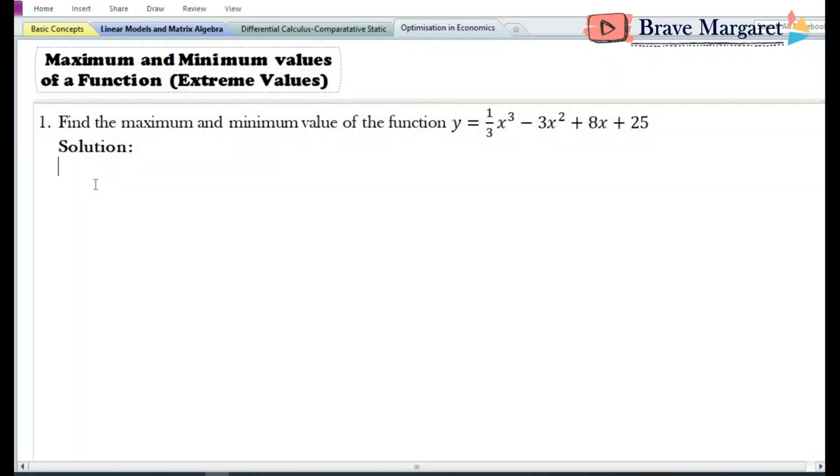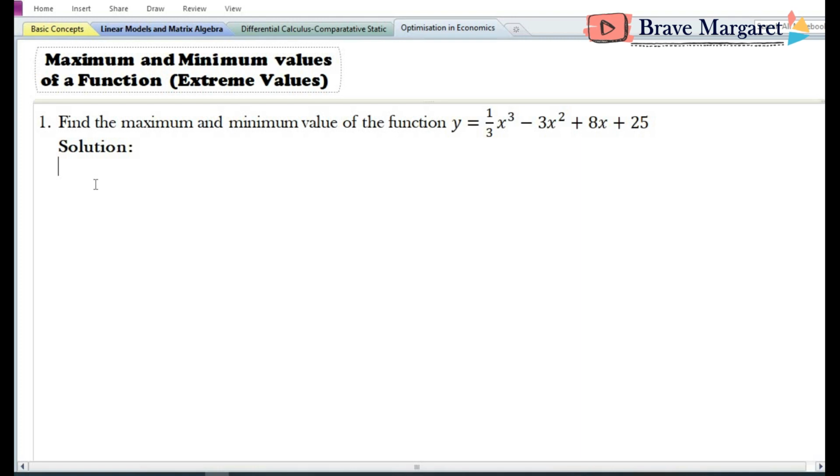In today's video, we are going to find the maximum and minimum values of a function, or extreme values. In the previous video, we have discussed the maximum and minimum values of a function with the help of a diagram. We have also discussed what are the necessary and sufficient conditions required for the existence of a maximum and minimum values of a function. Let us look at the first problem.